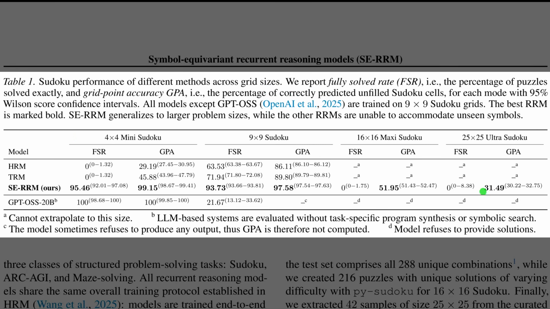Table 1 quantifies how this equivariant architecture translates into performance across different Sudoku grid sizes. On standard 9x9 grids, the symbol equivariant recurrent reasoning model achieves a fully solved rate of nearly 94%, significantly outperforming baselines like HRM and TRM. However, the real test is generalization. In the 4x4 mini Sudoku column, the baseline models fail completely with 0% solved rates. In contrast, the new model adapts perfectly, hitting over 95% accuracy. It even attempts larger 16x16 grids, which other models cannot even process due to fixed symbol vocabularies.